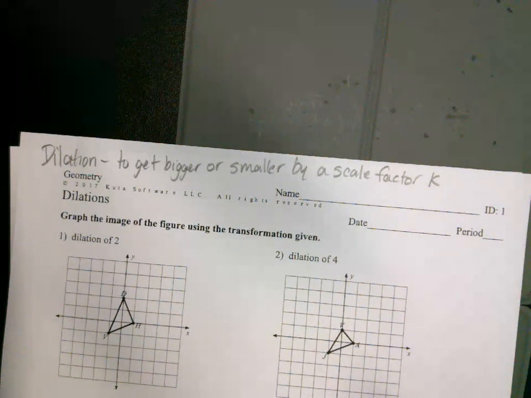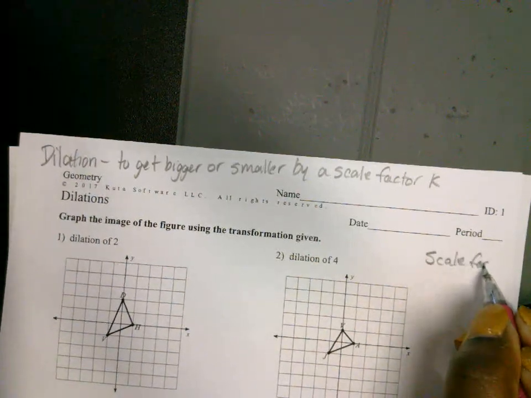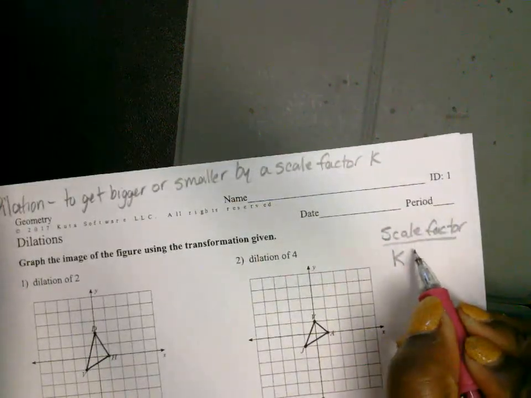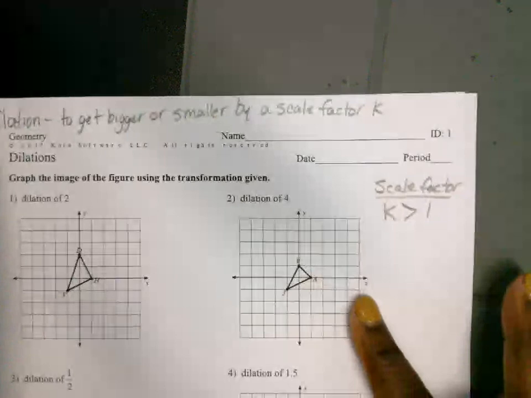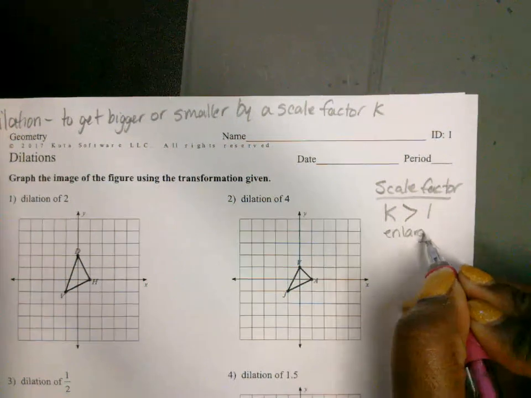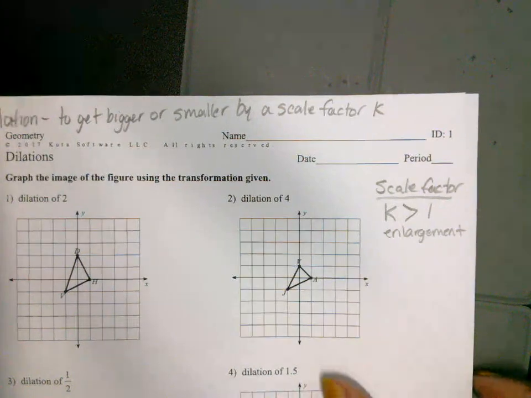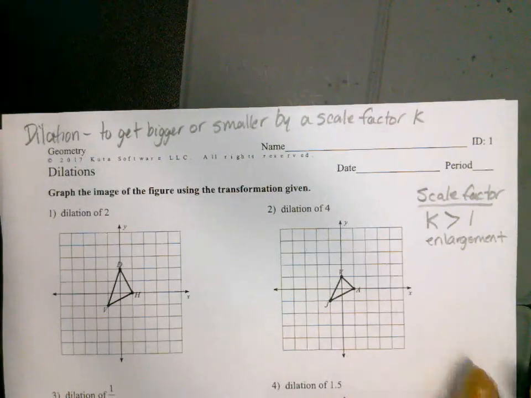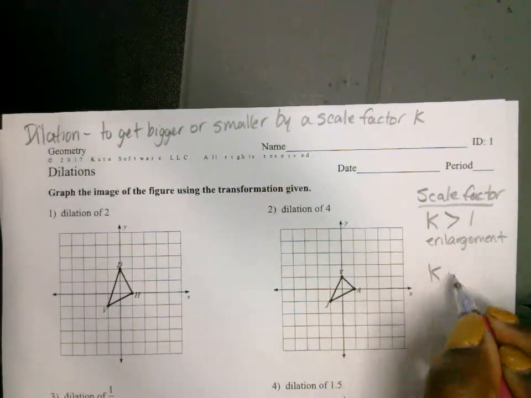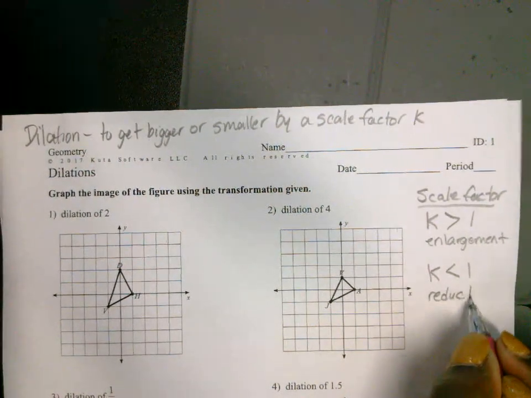If K, your scale factor, is greater than 1, then the object's going to get bigger. It's going to be an enlargement. If the scale factor, or K, is smaller than 1, then it's going to be a reduction. The shape is going to get smaller.